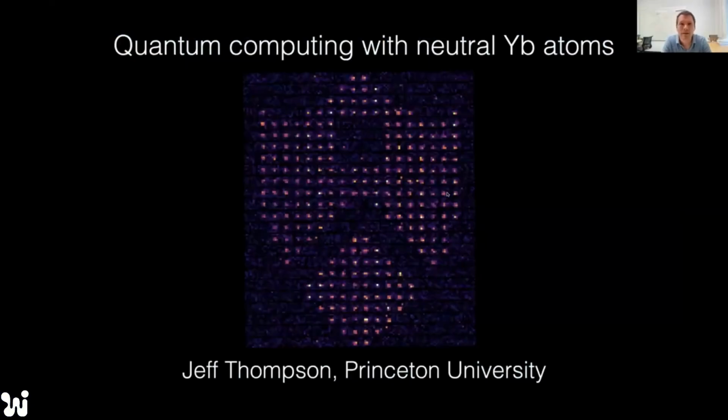Pleasure to be here. What I'd like to tell you about today is a little bit of an overview of the field of neutral atom quantum computing, but the majority of my talk will actually be specifically about the kind of work we do in my lab, which is developing a particular type of neutral atom quantum computer, one based on ytterbium atoms.